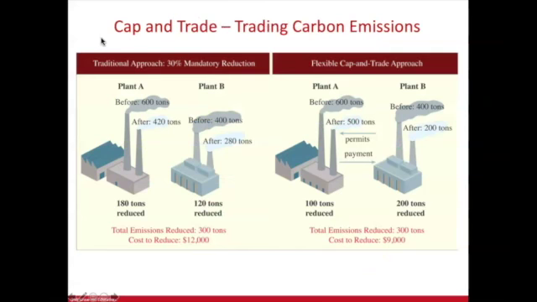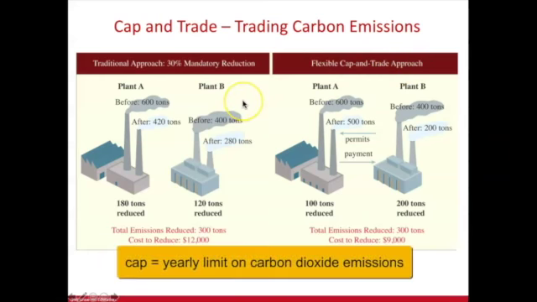This is another climate mitigation, a large-scale solution, called cap and trade. Cap and trade is trading carbon dioxide emissions between factories or between coal-fired power plants. And there are two ideas here. We could take the mandatory approach for cap and trade or the flexible approach for cap and trade. In either, there's a cap. So a cap is a yearly limit on carbon dioxide emissions.